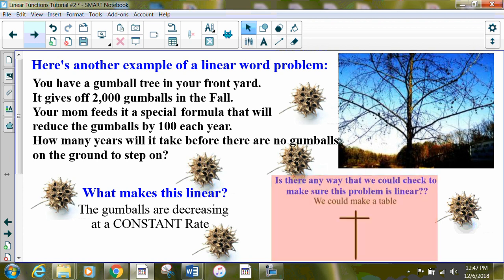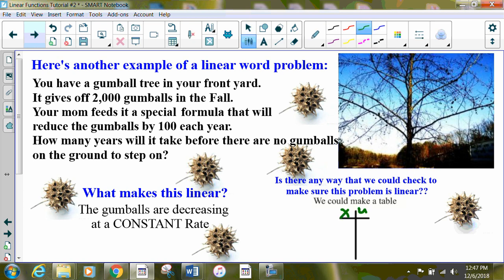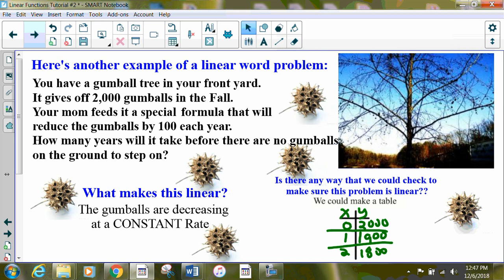Is there another way that we could tell just by looking at and talking about it? Absolutely. We could do an input-output table. In the beginning, before we started giving this tree its special formula, it would drop 2,000 gumballs, but by the next year it dropped 100 less, and then the next year it dropped 100 less than that. And we can see by looking at the table that this is linear.